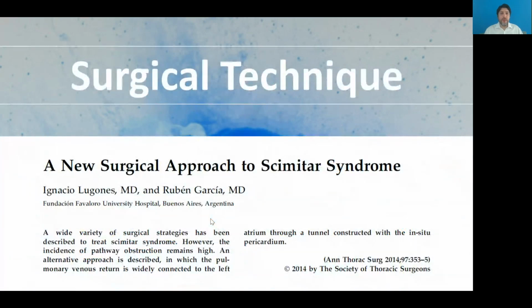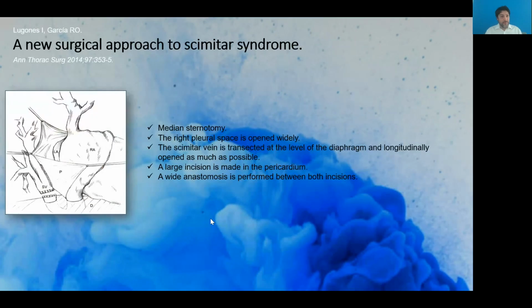Okay. So to deal with this, in 2014, we published a new approach to scimitar syndrome. It is not a new approach anymore because the first patient we operated on was in 2012. So far, the patient is 12 years after the procedure and is doing very well. In this strategy, we establish a way to reconstruct a very large pathway using the autologous inside of pericardium. What are the steps of this procedure?